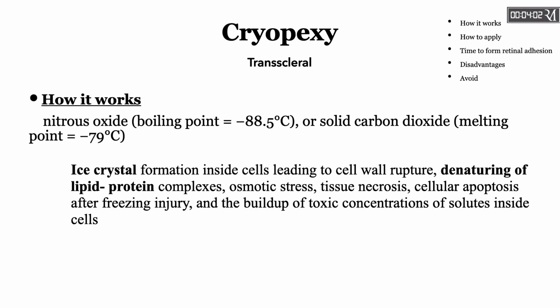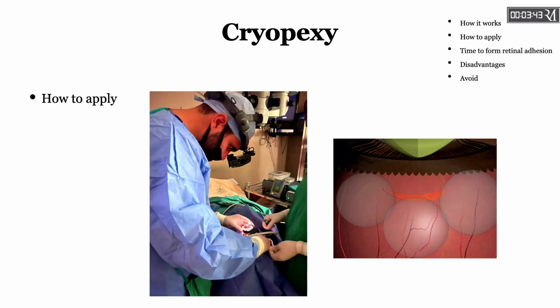The more commonly used nowadays is the cryopexy using liquid gases with a very low boiling point, such as nitrous oxide and solid carbon dioxide, forming ice crystals at the level of the RPE and the choroid, which will also lead to denaturation of the lipoprotein, leading to necrosis of this tissue and the formation of the adhesion as well. So it is applied using the indirect and the condensing lens, and it is applied over the sclera.